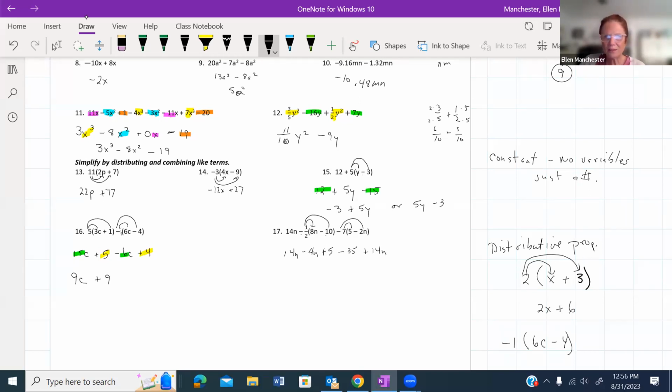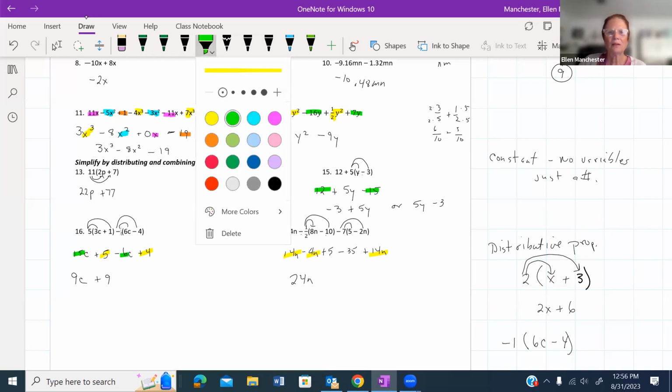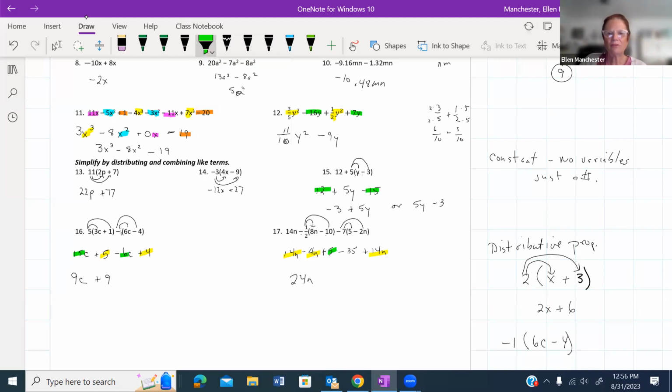And now I can combine my like terms. 14n minus 4n and 14n. So 14 minus 4 is 10, plus 14 is 24n. And 5 minus 35 is a -30. Okay, so distribute and then combine your like terms.